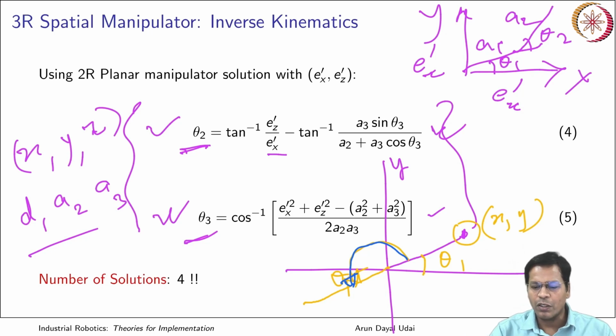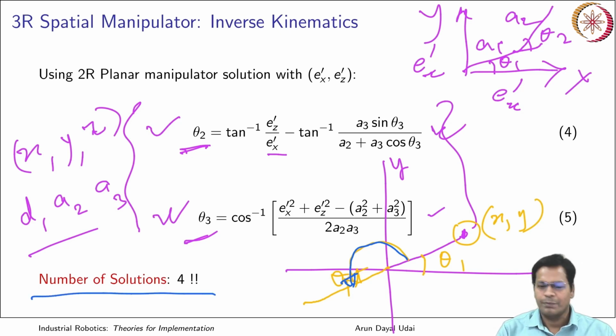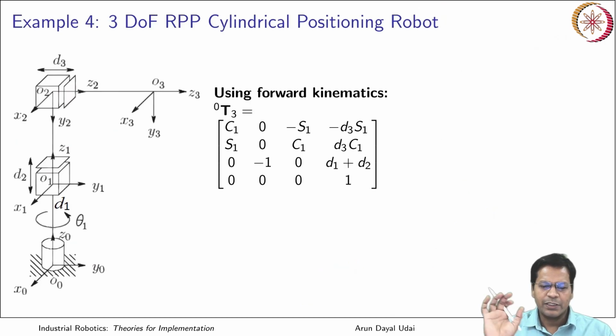But not all of them are achievable using any standard industrial robot, because you have joint limits, and the structure of the robot is not allowing you to do so. That is quite possible. But mathematically it has 4 solutions. Got it? Okay.